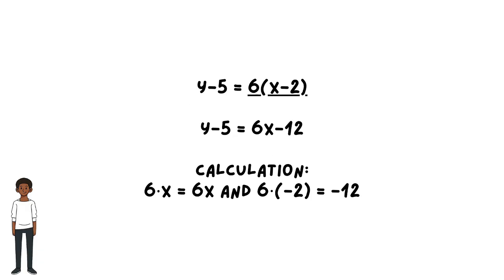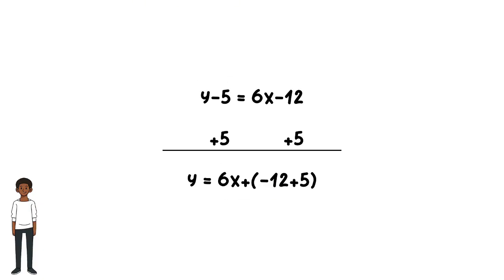Step 2. Clear the parentheses on the right side using the distributive property. Multiply 6 by x to get 6x, and 6 by negative 2 to get negative 12. Our equation now becomes y minus 5 equals 6x minus 12.